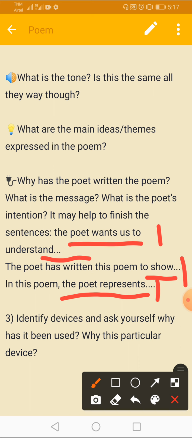All right, continuing here. Number three, you have to ask yourself what devices have been used here. Is it alliteration? Is it metaphors? Is it simile? Is it personification? You know all those ones. And the imagery itself. Try to ask yourself what imagery has been used. I'm going to give you a page in your book, and I'll need you to write a few things there to answer those questions.